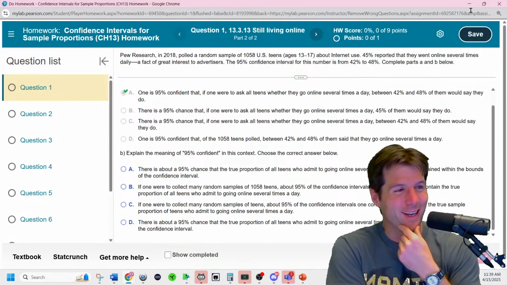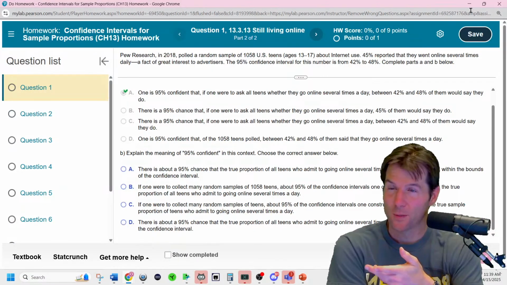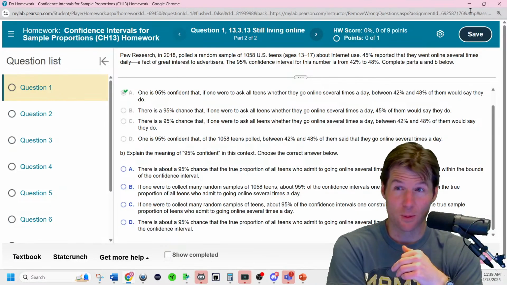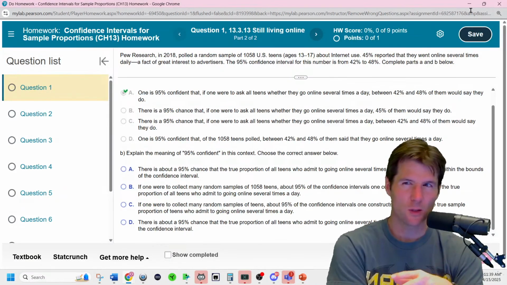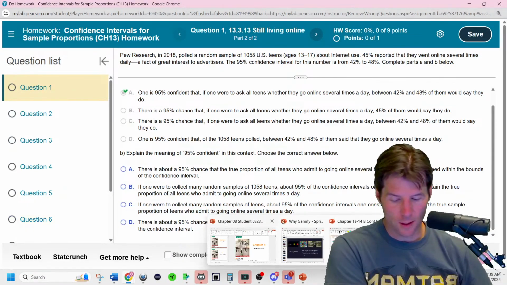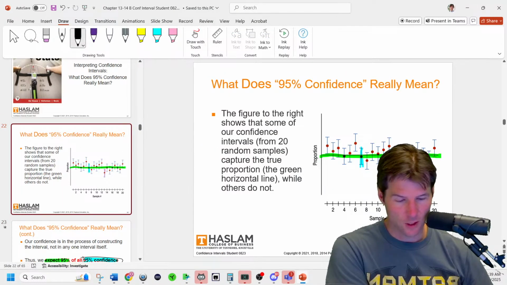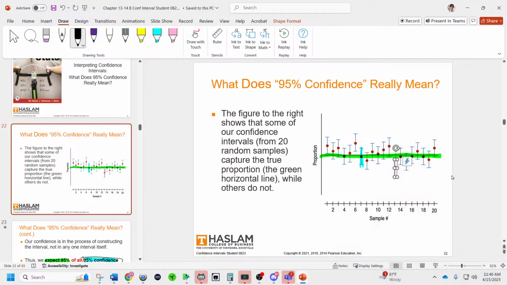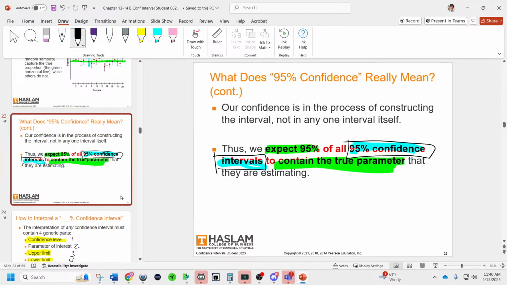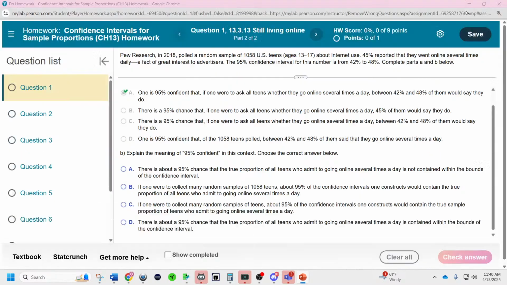So let's say 2% of cookies are burned. Well, in the long run, you'd expect 2% of cookies to be burned if you keep making cookies. One cookie is or is not burned, just like one interval either contains the truth or doesn't. This interval right here, which I highlighted in pink, does not contain the truth. This one does. The green is the truth. But over the long run of making intervals, 95% of the intervals are expected to contain the truth.